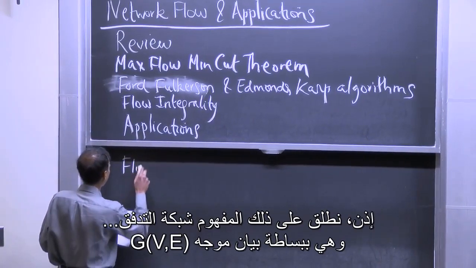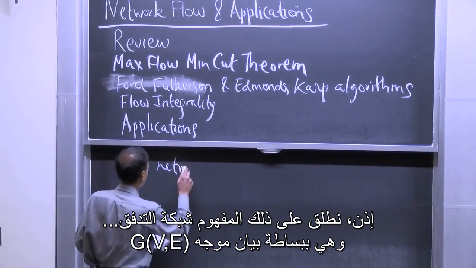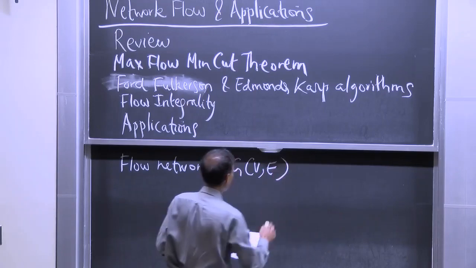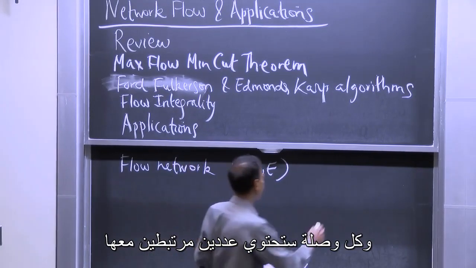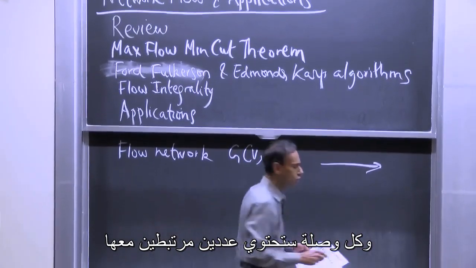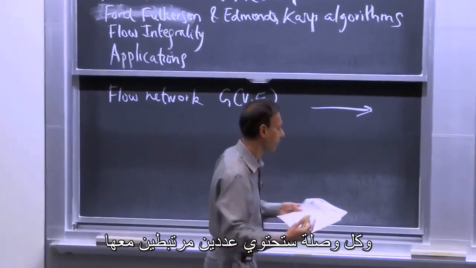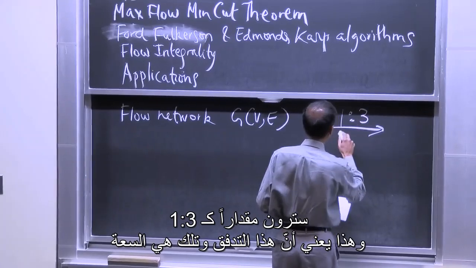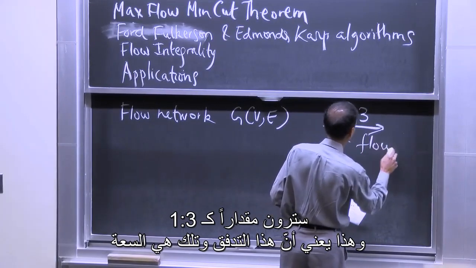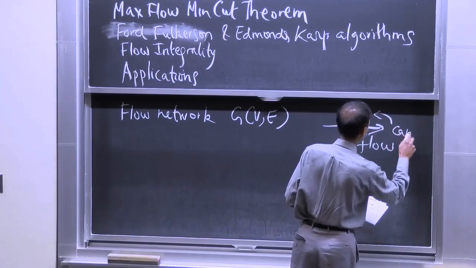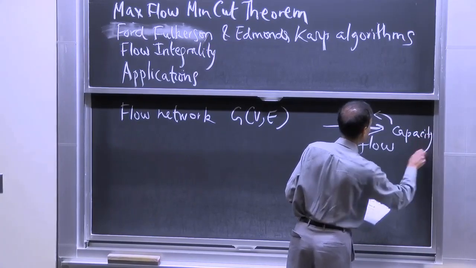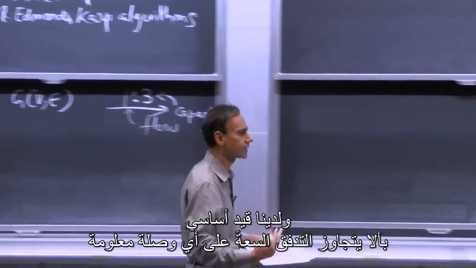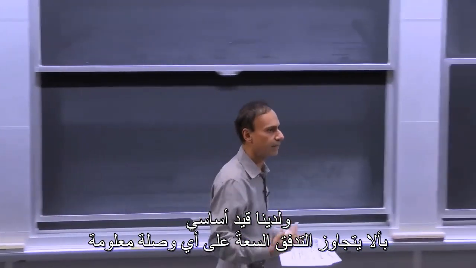So recall that a flow network is simply a directed graph G(V, E), and each edge is going to have two numbers associated with it. If you see something like 1:3, this means that this is the flow, and that's the capacity. We have a basic constraint that's associated with the flow not exceeding the capacity on any given edge.